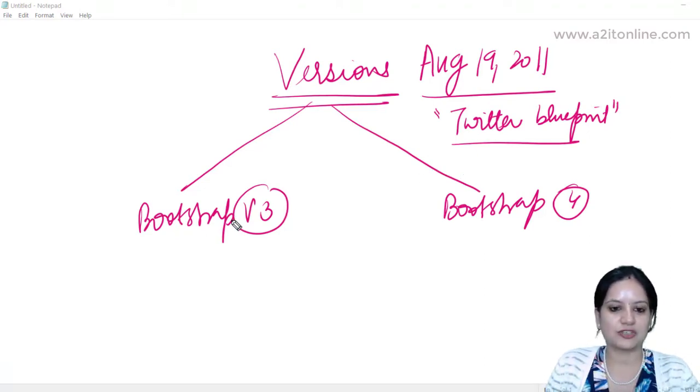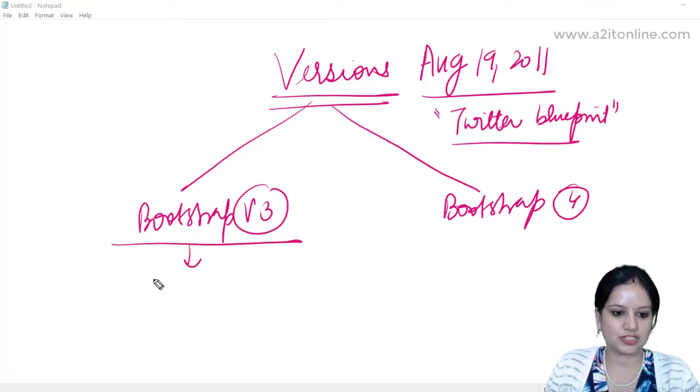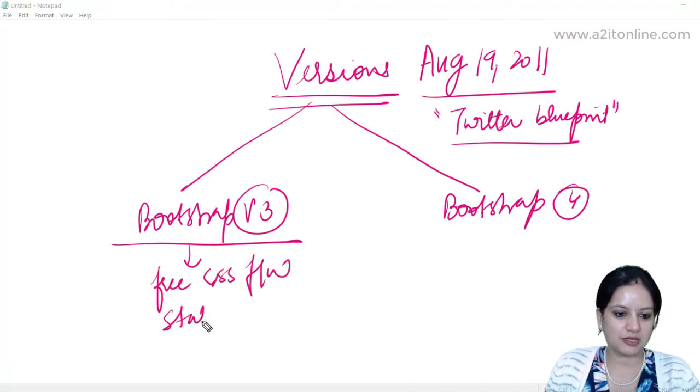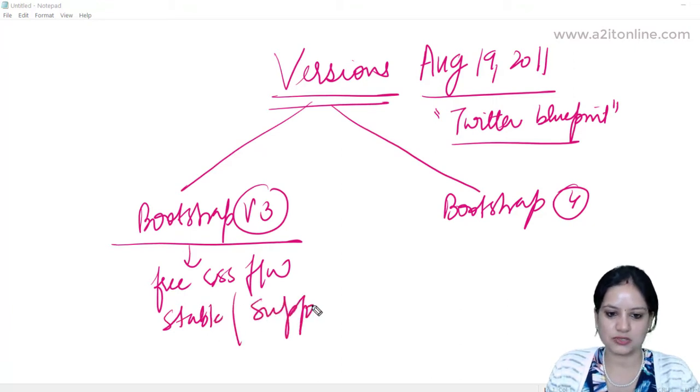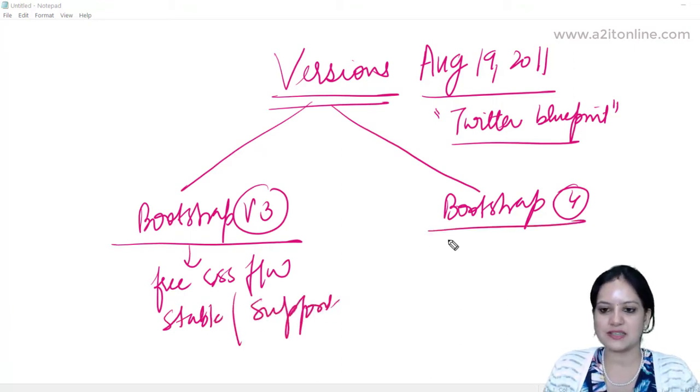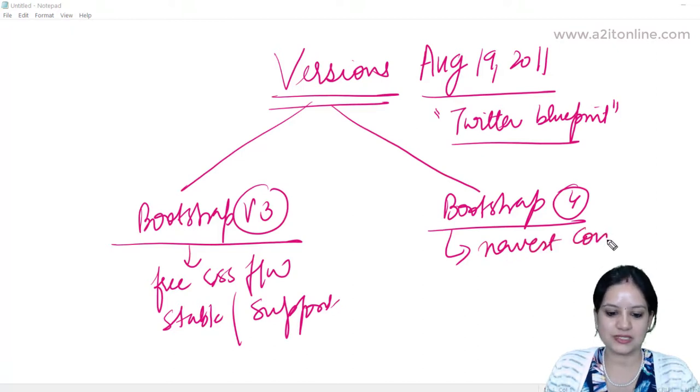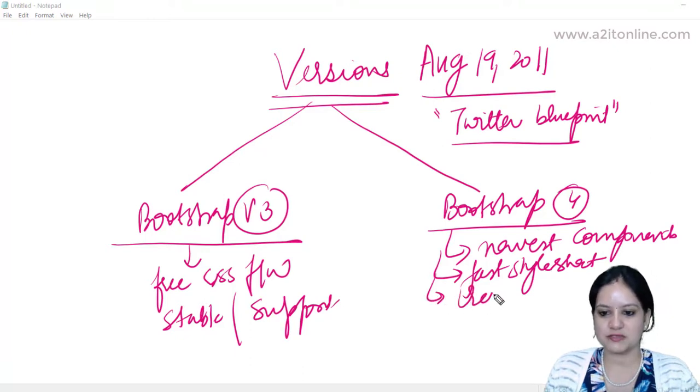So let's now look at version 3 and version 4. Version 3 of Bootstrap is actually a free CSS framework which is very stable and a lot of support is available for this version. On the other hand, the latest version, which we will be using for all our trainings and learning all the components, has the newest components. Along with that, there is a very good fast style sheet which is available in this version, and it has more responsiveness if you compare it with the previous versions.